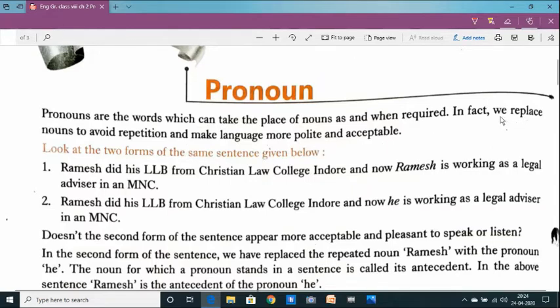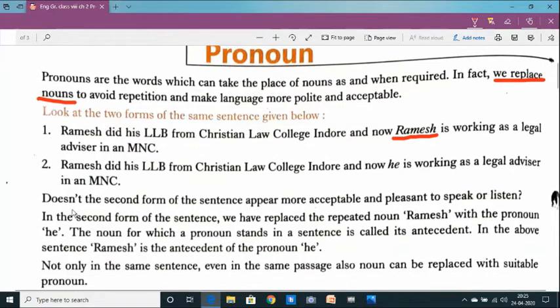We replace nouns. It means to check the repetitions of noun. The example is given below. Look at two forms of the same sentence. Sentence 1: Ramesh did his LLB from Christian Law College, Indore, and now Ramesh is working as a legal advisor in an MNC. Here, Ramesh has come 2 times.